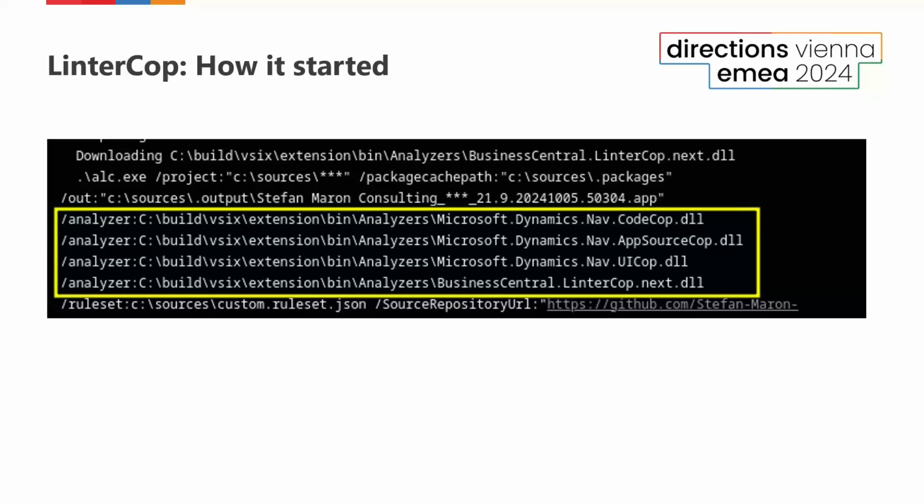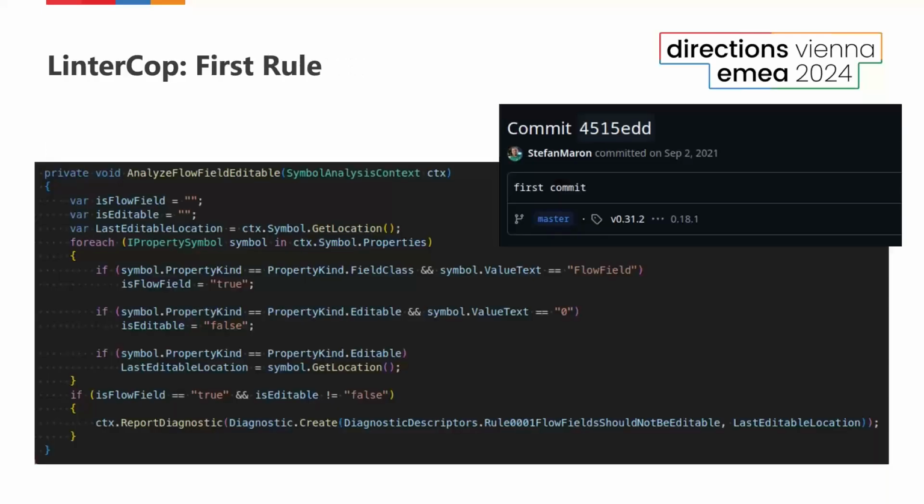So I started to copy and paste, and with my limited knowledge of C#, build something to try out to write some rules, right? And the first rule that was born was a rule to analyze whether your flow fields are editable or not, and they shouldn't be usually.